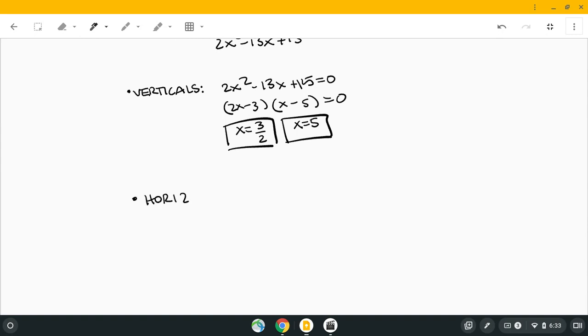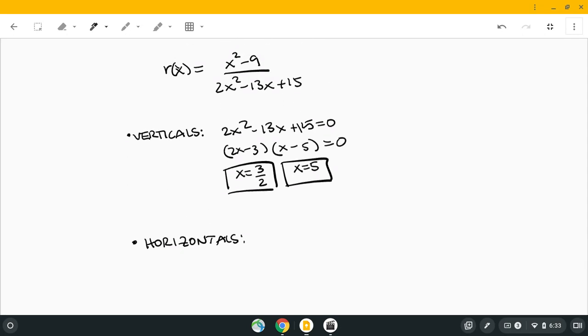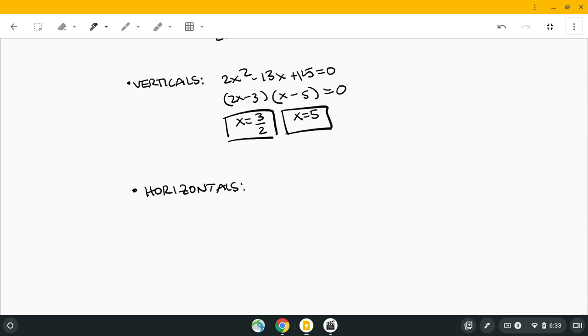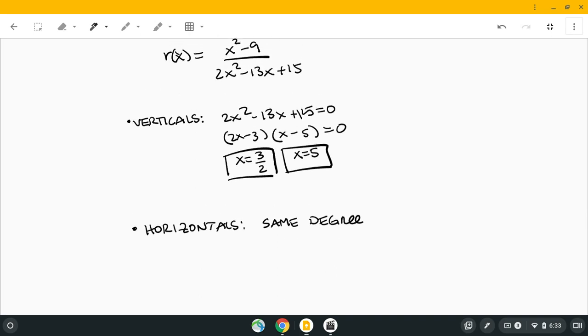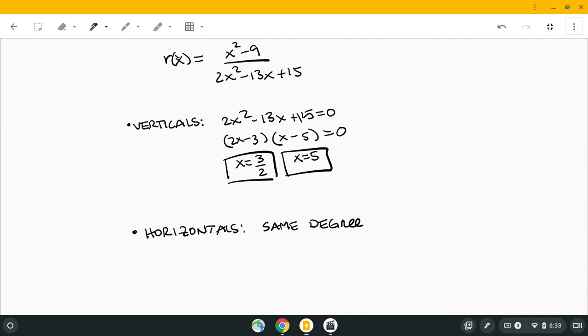Horizontals, same degree. They're both degree 2. So I'm going to have it at y equals. So remember, verticals are x equals, horizontals are y equals. Y equals 1 over 2. Okay, so remember when they're the same degree, use the leading coefficient over the leading coefficient. Okay. All right. Excellent.